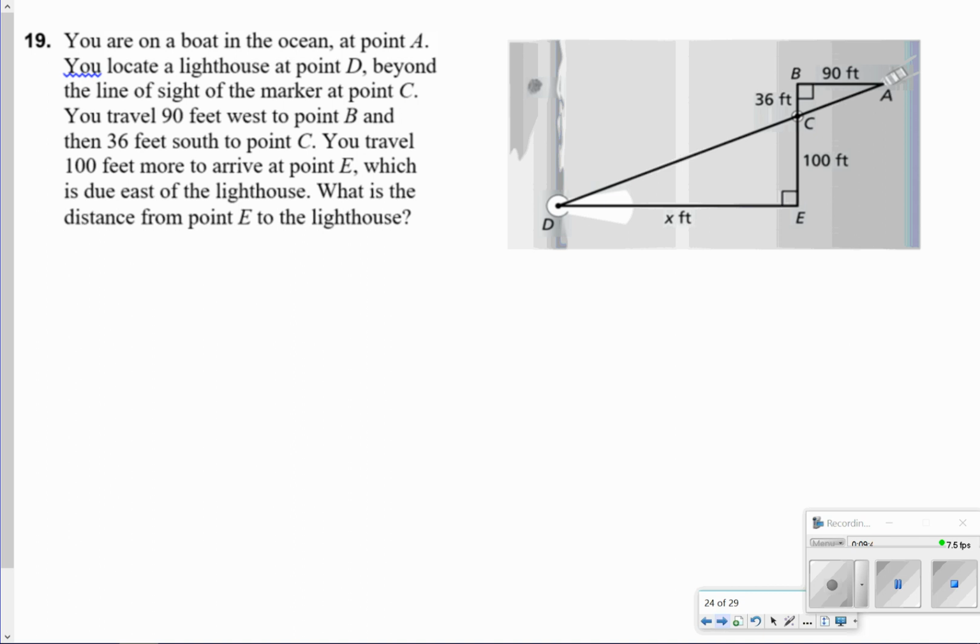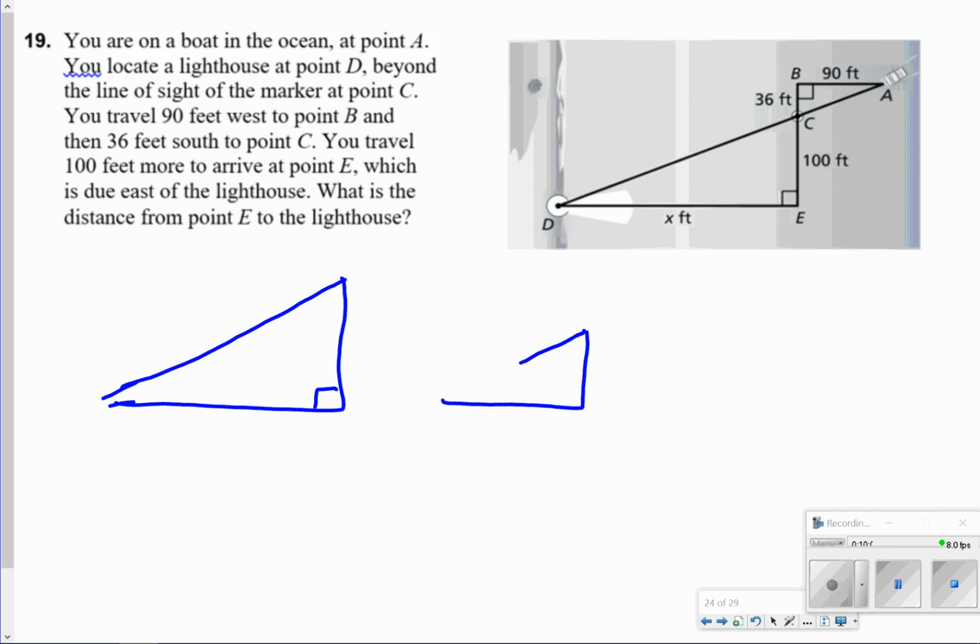The last one, very similar to a question we had for our homework one time, or for our notes one time. I think we also had a homework question like this. Again, thinking about them as two separate triangles may help you solve this. I'm going to look at this larger one first. I have 100 by x, and then over here I have 36 on the side and 90 as the bottom. It says you locate a lighthouse at point D beyond the light side of the marker at point C. You travel 90 feet west.